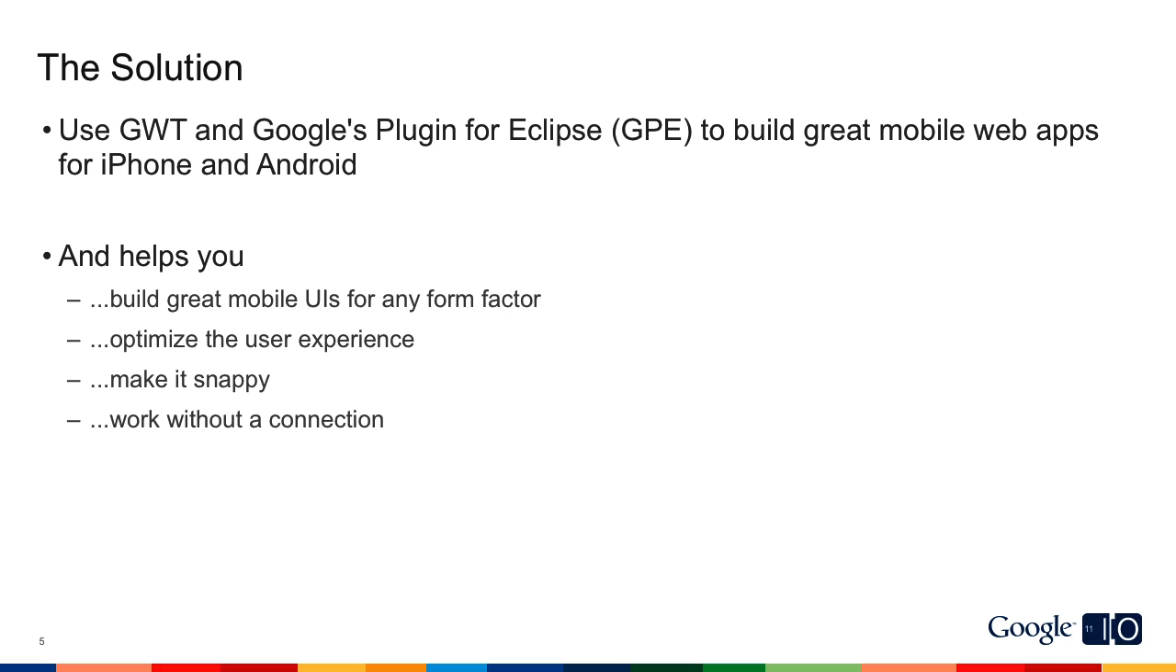Then we're going to talk about how to optimize the user experience. We're going to talk about how to make it snappy, make it fast, right? Because after all, installable apps, the one leg up they have on you if you're developing a mobile web app is that they're really fast. They happen to run a little bit closer to the metal than when building a mobile web app. But we can get around that. Then finally, we're going to talk about working without a connection, how you would do that.